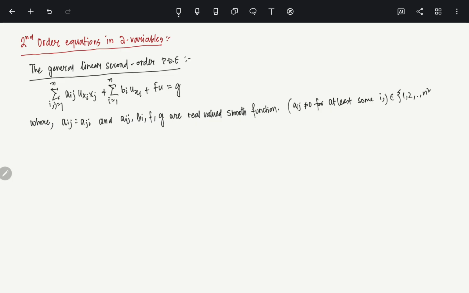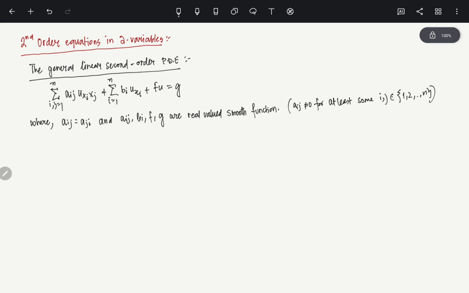What I mean is this: if all a_ij's are 0, then this term is not there. Once this term is not there, it can't be a second order equation. Why do we call it a second order equation? Because this is the highest order derivative which we have, u_xi xj, which is of order two. That is why we call it a second order equation.